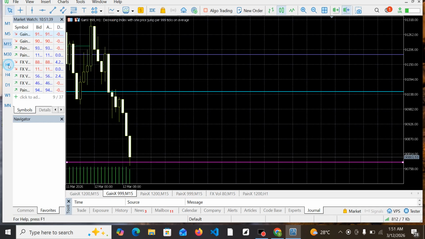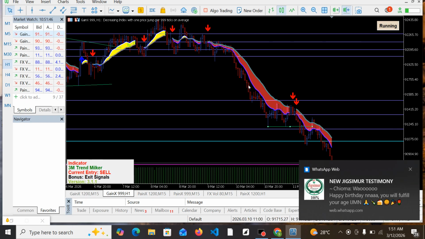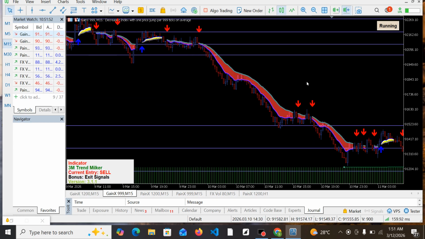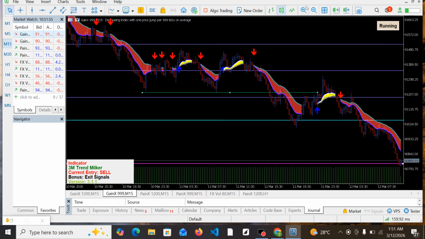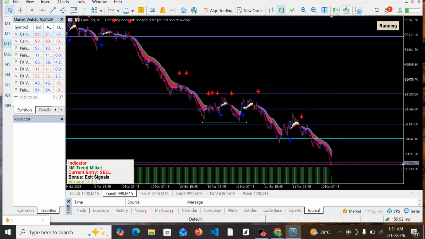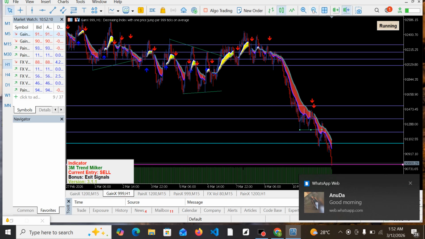Okay, so now let's go to H1. Okay, so this is H1. This is the same structure we are seeing. Let me show you on M15 again. So this is it on M15, just the way you are seeing it, on the 15-minute time frame. And of course, I'm going to go to H1 right now. This is it on H1. You can see there are two different things, just the way you are seeing it right here.